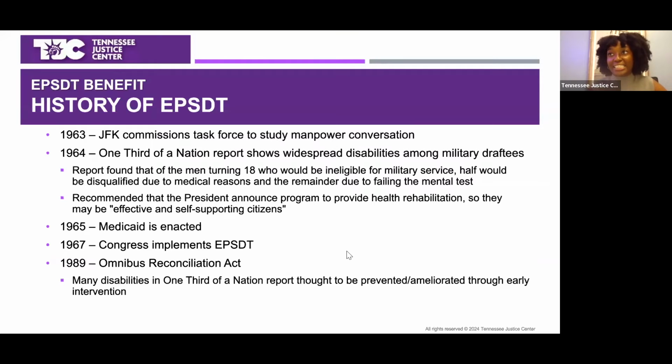So in 1967, not too long after Medicaid was enacted, Congress implemented EPSDT because it was believed that many of the disabilities highlighted in the One-Third of a Nation report could have been mitigated if they had been caught and treated early. Thus, the goal of EPSDT, at least at the time of its enactment, was to provide children with the comprehensive care needed to prevent or treat potentially disabling conditions as early as possible.